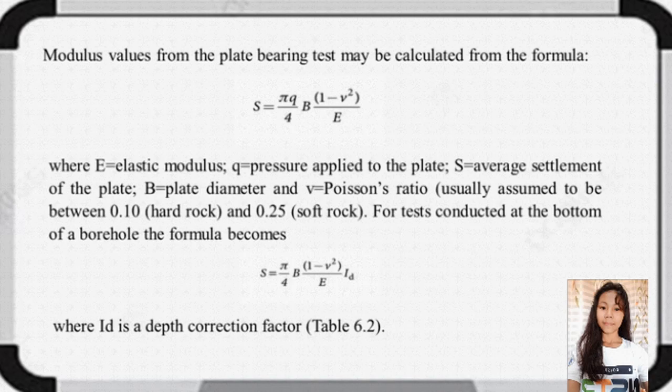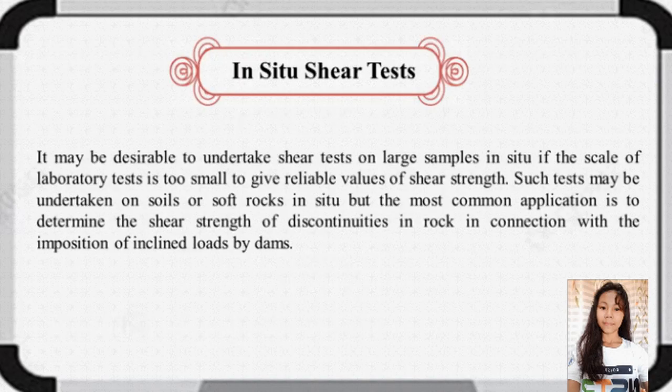For tests conducted at the bottom of a borehole, the formula becomes S = π/4 × B × (1 − V²)/E × I_D, where I_D is a depth correction factor. In situ shear test.